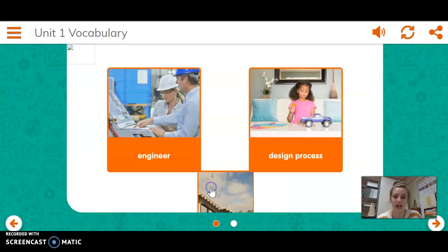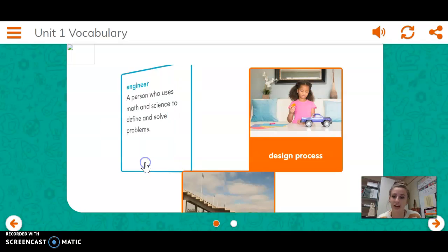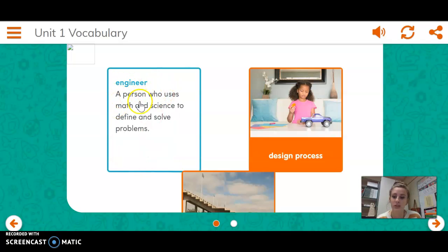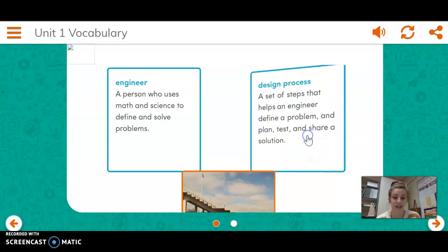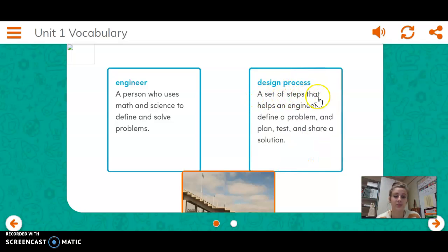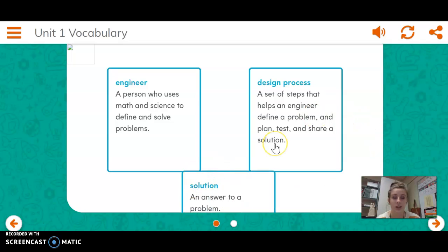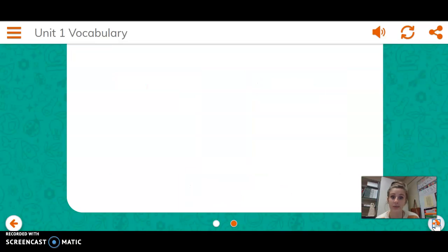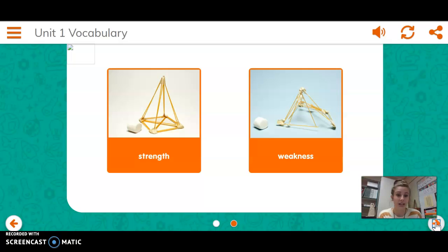Our next one, we're going to look at our vocabulary. Our first one is engineer. So we have a picture here. Engineer: a person who uses math and science to define and solve problems. And anybody can be an engineer. We're learning how to be an engineer through this unit. Our next one is design process, which is a set of steps that helps an engineer define a problem and plan, test, and share a solution. Our last one on this page is solution, an answer to a problem. So like for our wagon, we're trying to come up with a solution. How can we get it to stop?